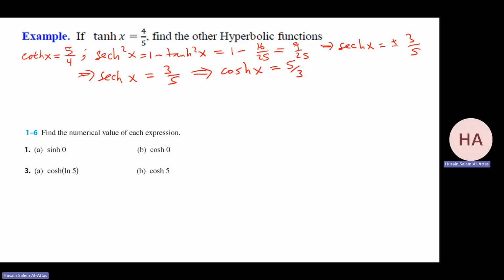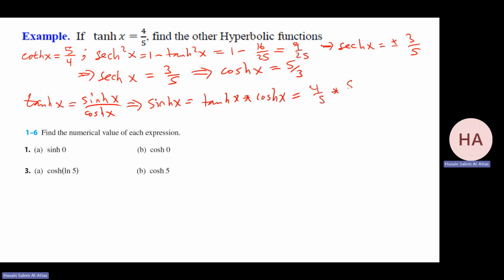What else remaining? Cosecant and sine. I can use the relation tan hyperbolic equals sine hyperbolic over cosine hyperbolic. That means sine hyperbolic is tan hyperbolic times cosine hyperbolic. Tan hyperbolic is what? 4 over 5. This is 5 over 3. So that's 4 over 3. That implies cosecant hyperbolic is equal to 3 over 4.